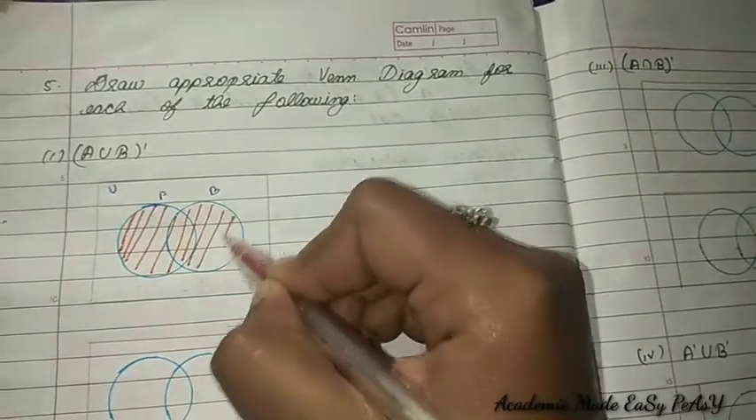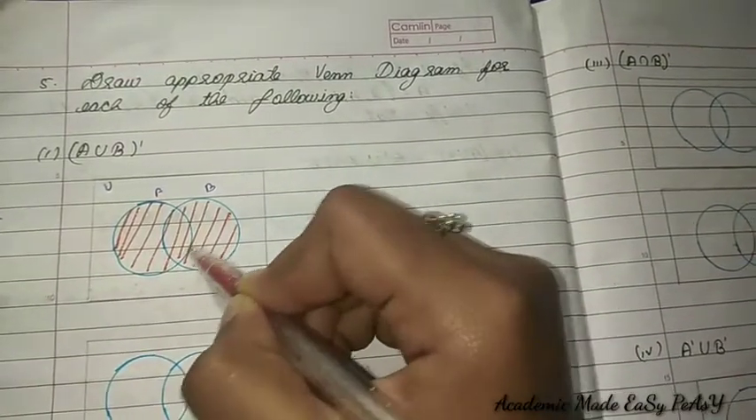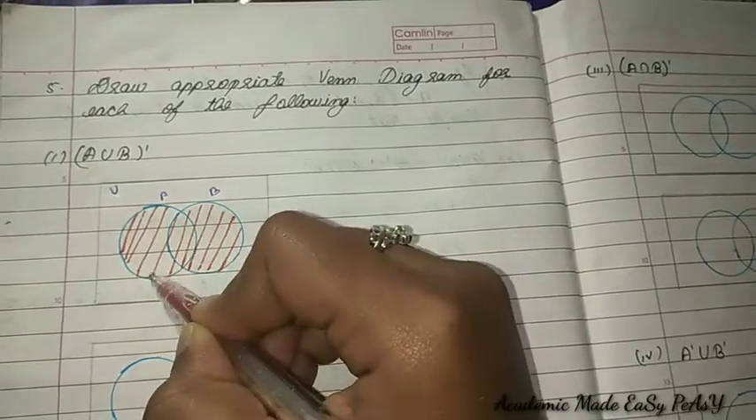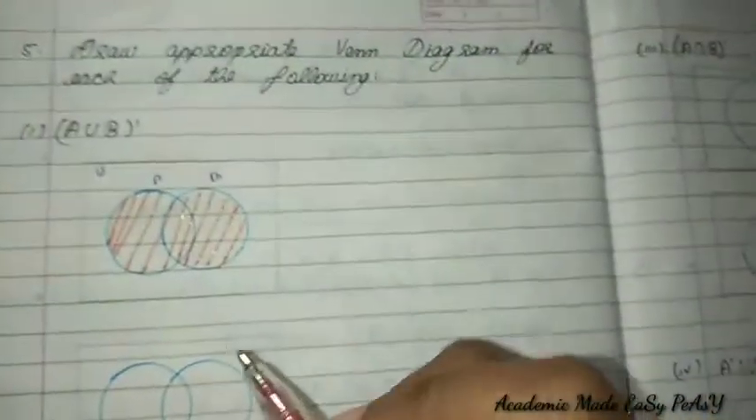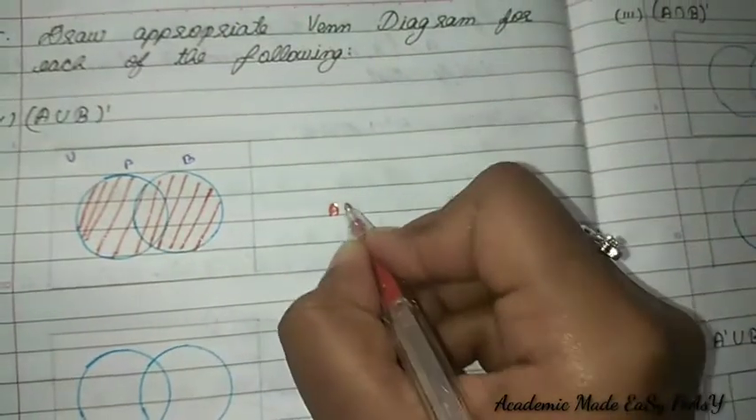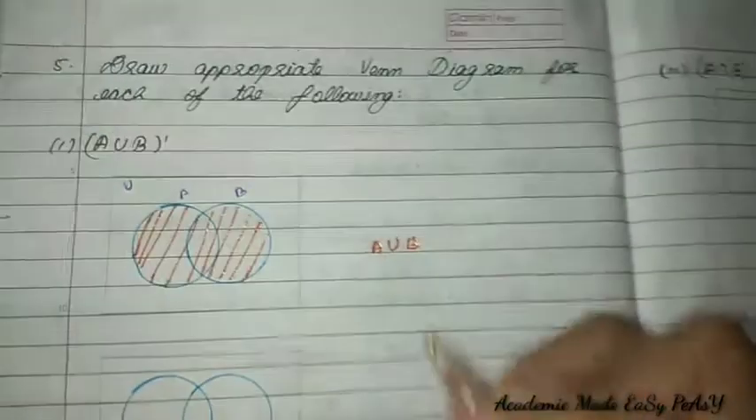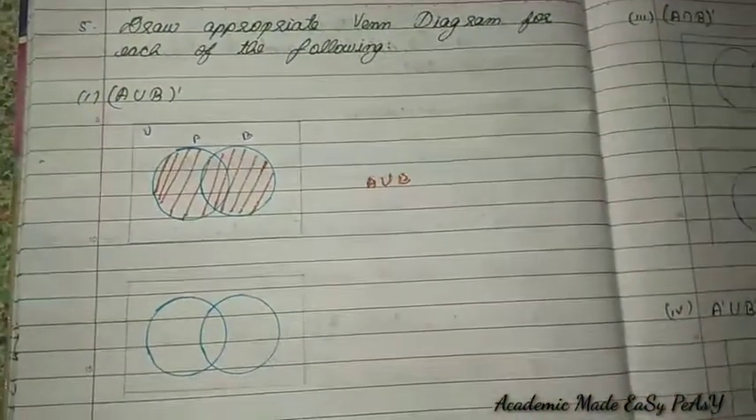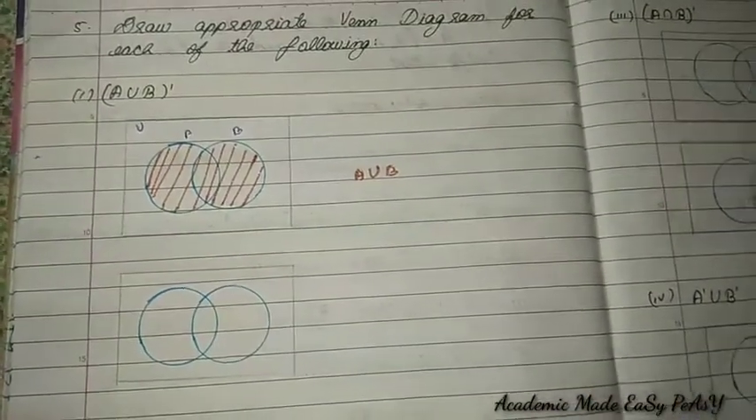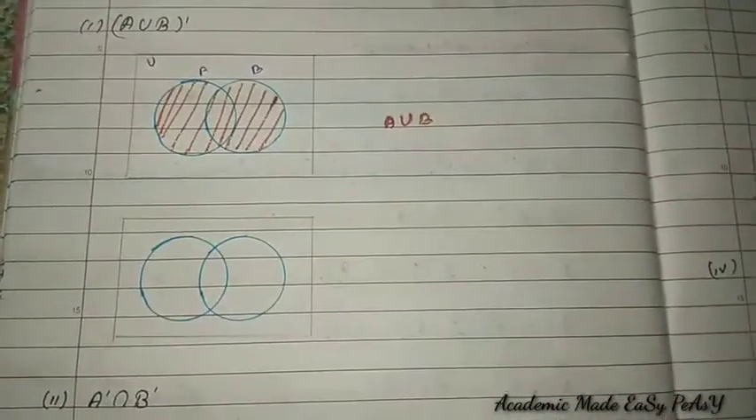So this is my A union B. This way you will be doing with a Venn diagram. So I will say that this is A union B. Now we have to find the complement of A union B, that is, A union B the whole dash.